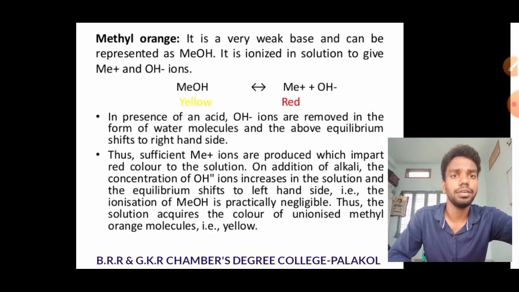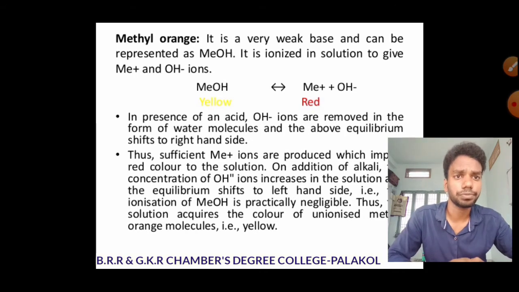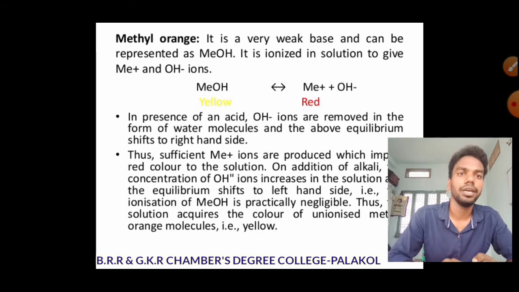So if you take a base, now taking base in a conical flask. Now in the conical flask we have a base, that is NaOH, Na plus and OH minus. Now we are adding 1 drop of methyl orange indicator, Me plus and OH minus. Now the OH minus ions are increasing. So the reaction goes towards the left hand side, that is unionized form, that is yellow color. So that's why methyl orange in basic medium shows a yellow color.